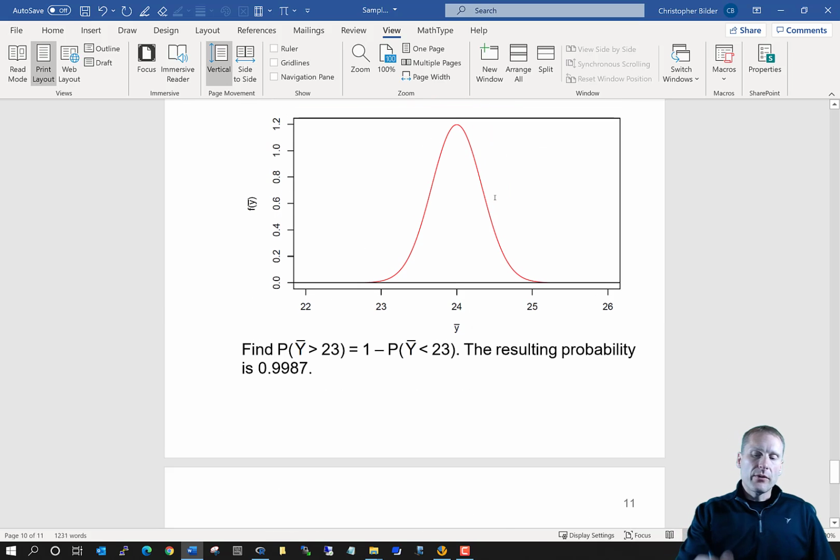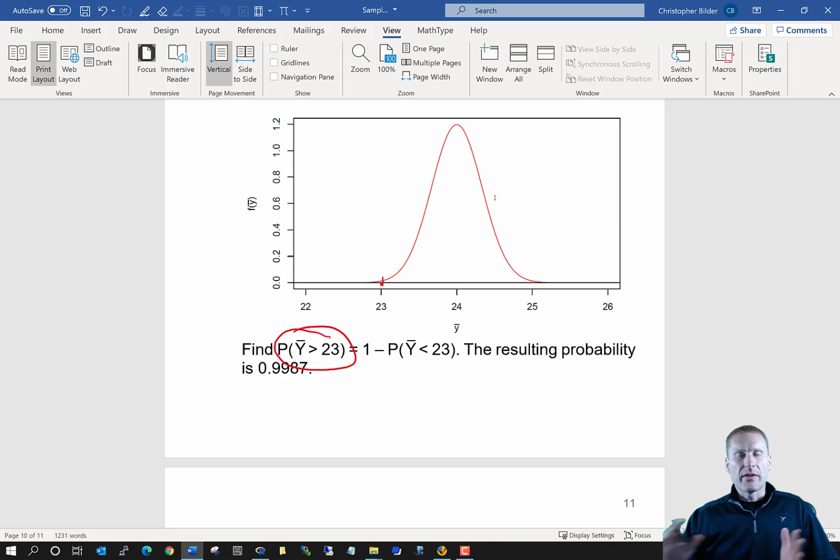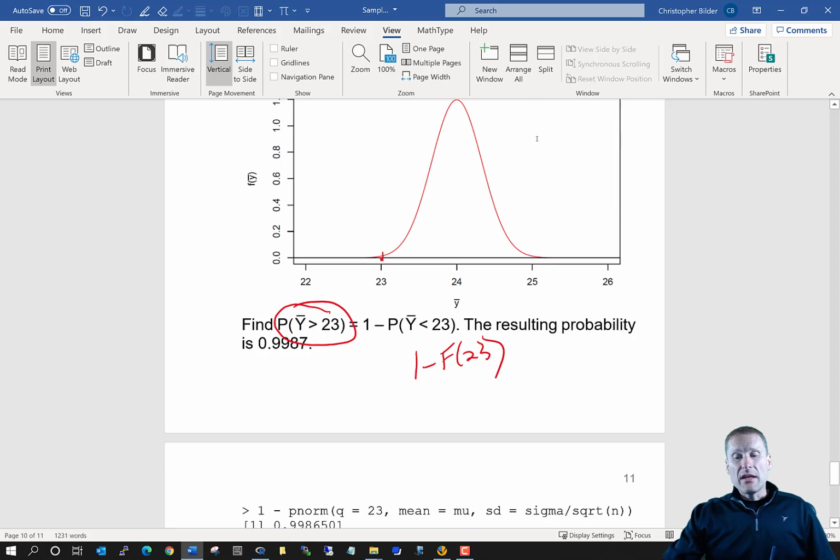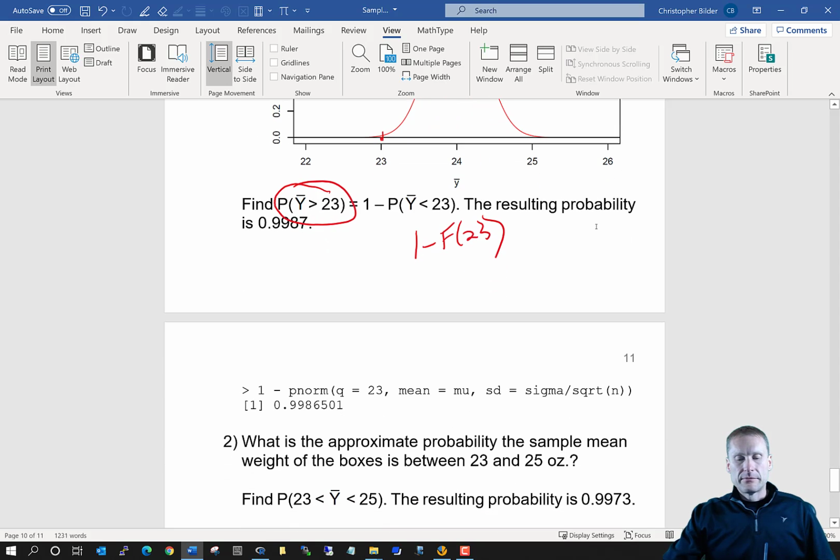And if I wanted to find a corresponding probability here so that we just get used to this, like the probability y bar is greater than 23, here's 23 here, and we can see the area underneath that curve will be quite large. To find that probability, I can again use the complement as we've done before. Also relate this to a CDF as well. And what do I get? Well, 0.9987 using the pnorm function in R.